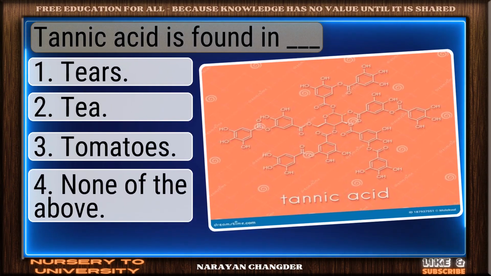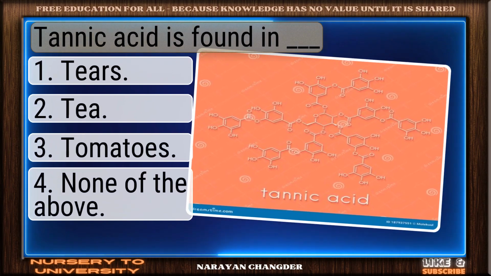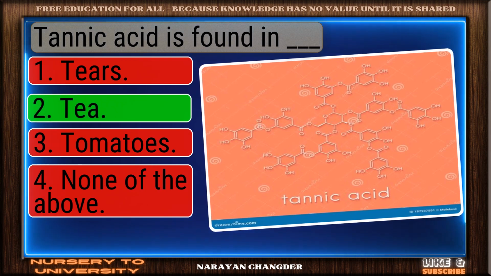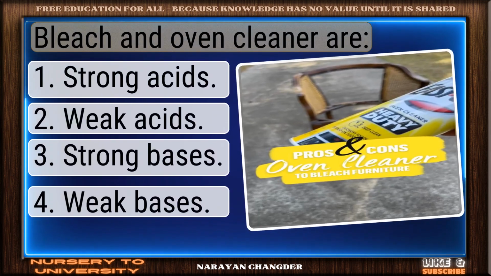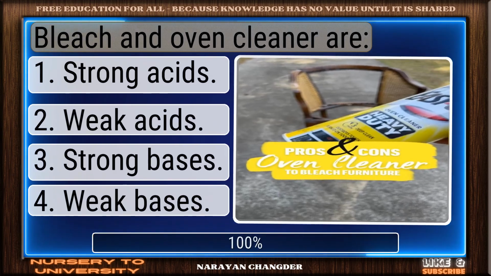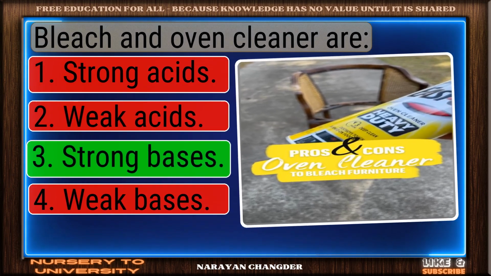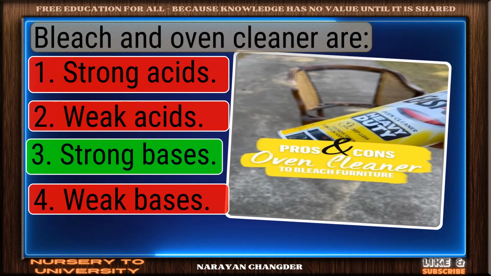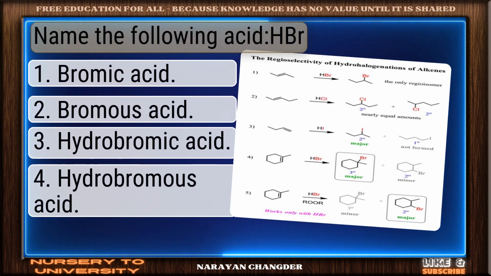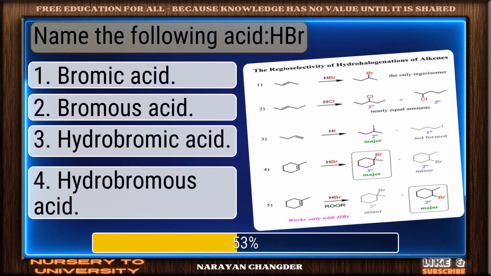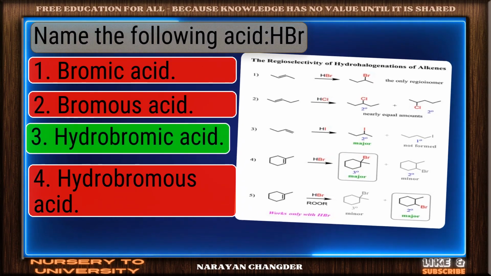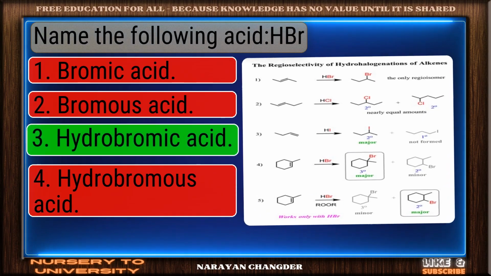Question number 178. Tannic acid is found in dash. Valid point. Tea is true. Question number 179. Bleach and oven cleaner are? Right choice. Strong bases is the best answer. Question number 180. Name the following acid. HBr. Well picked. Hydrobromic acid is the correct answer.